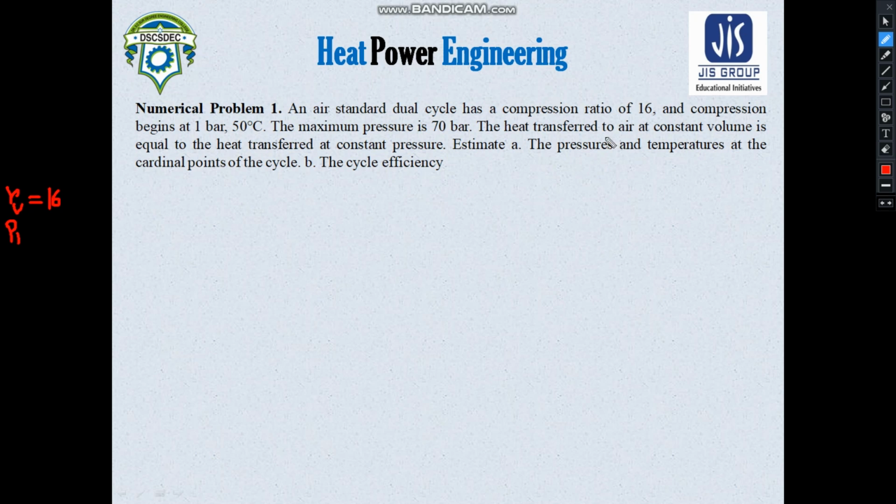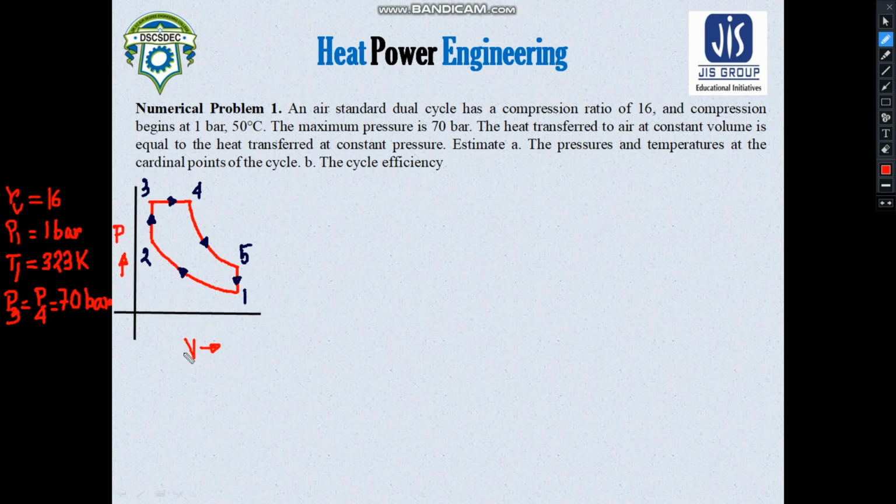The heat transferred to air at constant volume is equal to the heat transferred at constant pressure. Estimate the pressures and temperatures at the cardinal points of the cycle. That means you need to find out the pressure and temperatures of all the specific states. And secondly, you need to find out the cycle efficiency. So how are you going to do this? Give me some time and I will draw the diagram so that it will be easier to explain things.